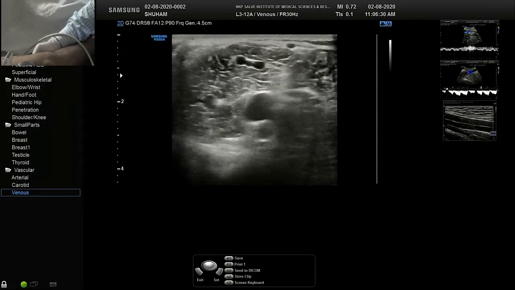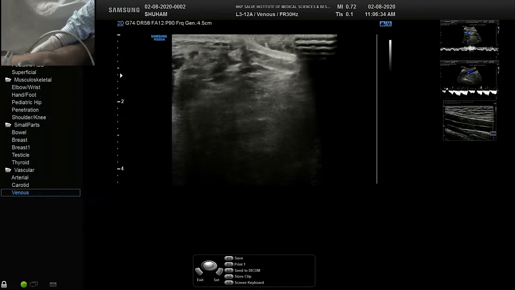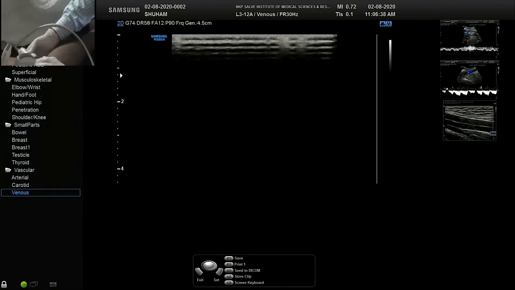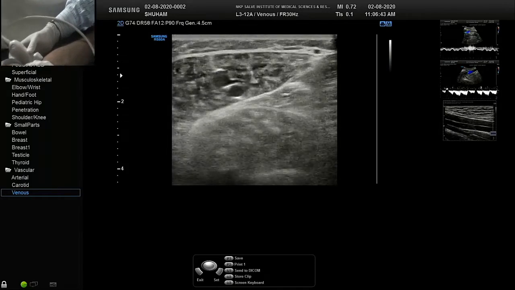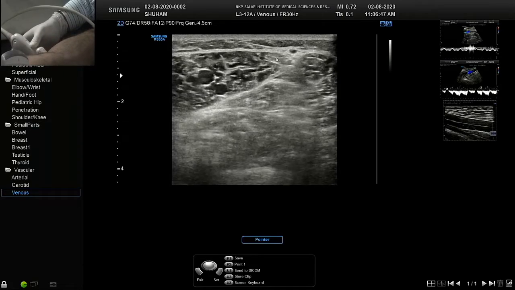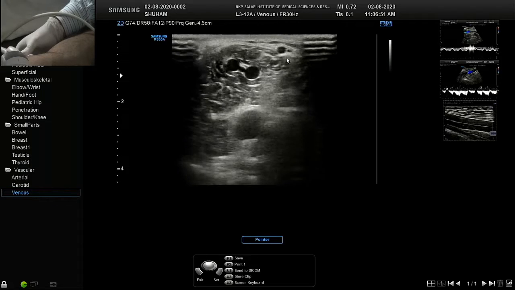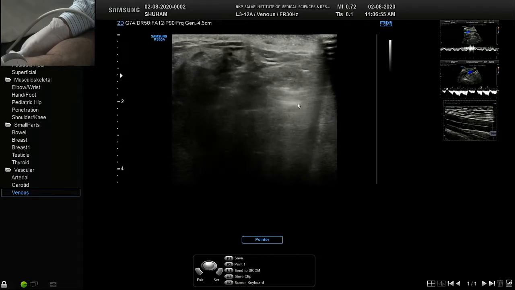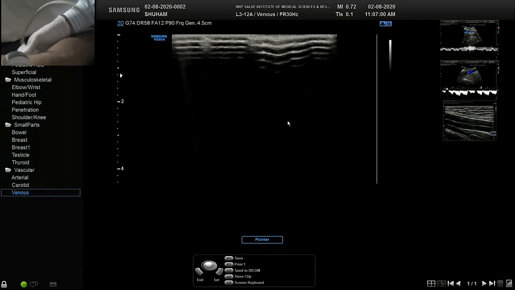It is not that clearly seen. See, this is the short saphenous. It is dipping down, but it is not very prominent to be visualized nicely here.